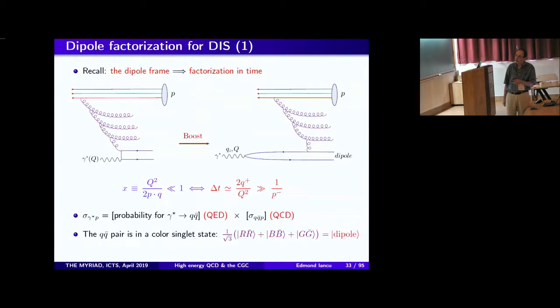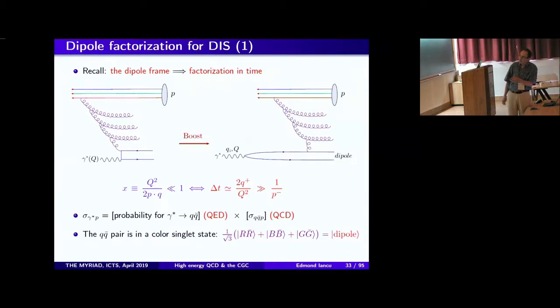The total cross section for the interaction between the gamma star and the proton, which is a boost invariant quantity, can be computed in this frame as the convolution between the probability for the gamma star to split into a quark antiquark dipole, which is computed in QED because it's just a QED vertex, times the cross section for the QQ bar dipole to scatter with the proton, which is computed in QCD.